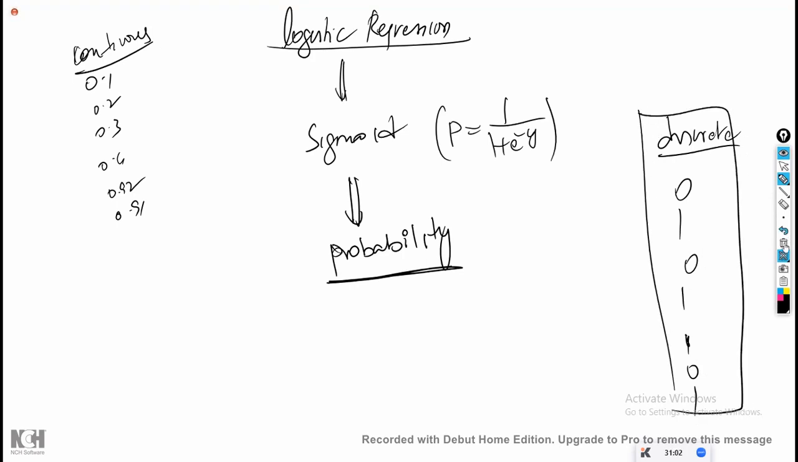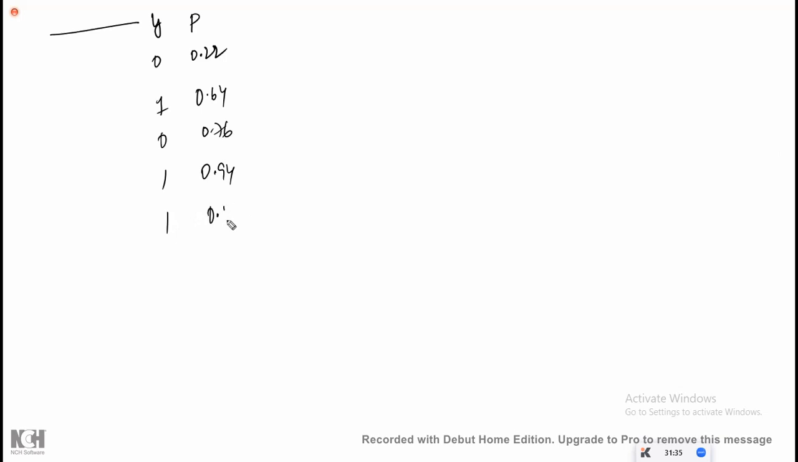For example, for the first record the original y is 0, and you are predicting a probability of 0.22. The second record's original answer is 1, and you are predicting the probability as 0.64. The third one, original 0, you are predicting probability as 0.76. Next one is 1, you are predicting 0.94. Next record, original answer is 1, you are predicting 0.56. My requirement is that the original answers are zeros or ones, but you are predicting probabilities.